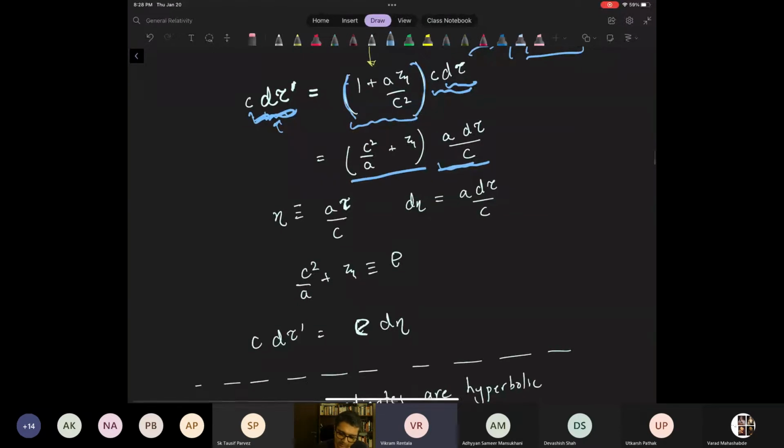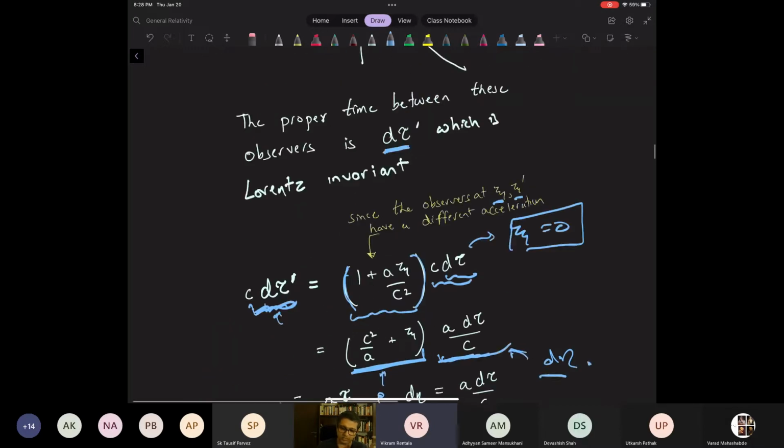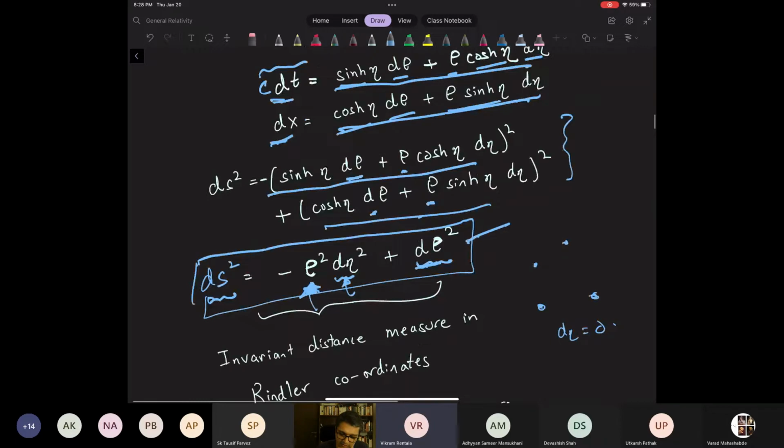So what I can do now is write the c square by a plus xi as what I had called rho, and this a d tau by c is what we had called d eta. So what we see is that the proper distance between these two observers is just rho times d eta. Intuitively, when d rho is 0, two observers on the same Rindler trajectory at different instants of time have a proper distance between them, or the proper time between them, which is rho times d eta. And this is different for different Rindler observers. If I take one Rindler observer, they have a different rho coordinate than a different Rindler observer. So for the same d eta, their proper distance will be rho times d eta, rather than just d eta.